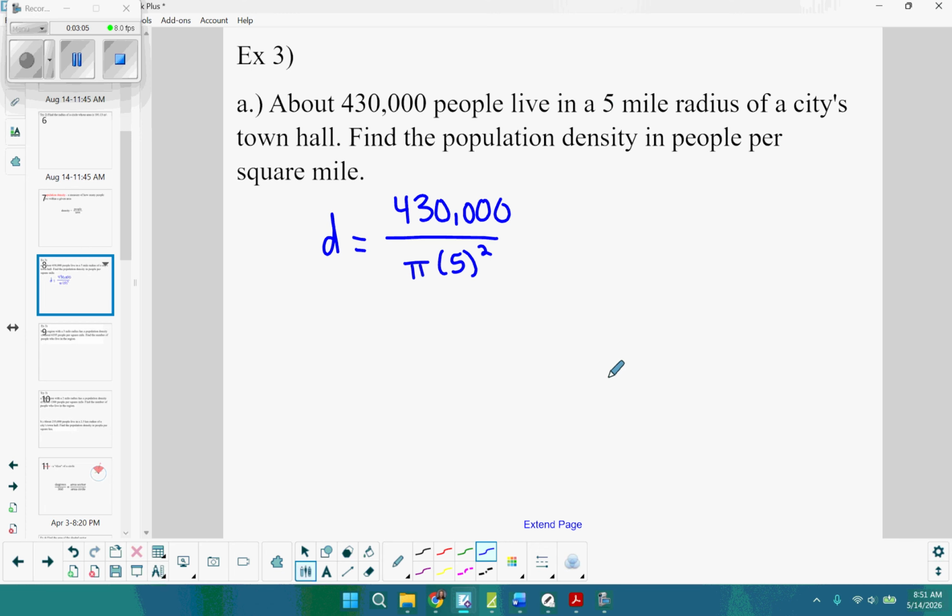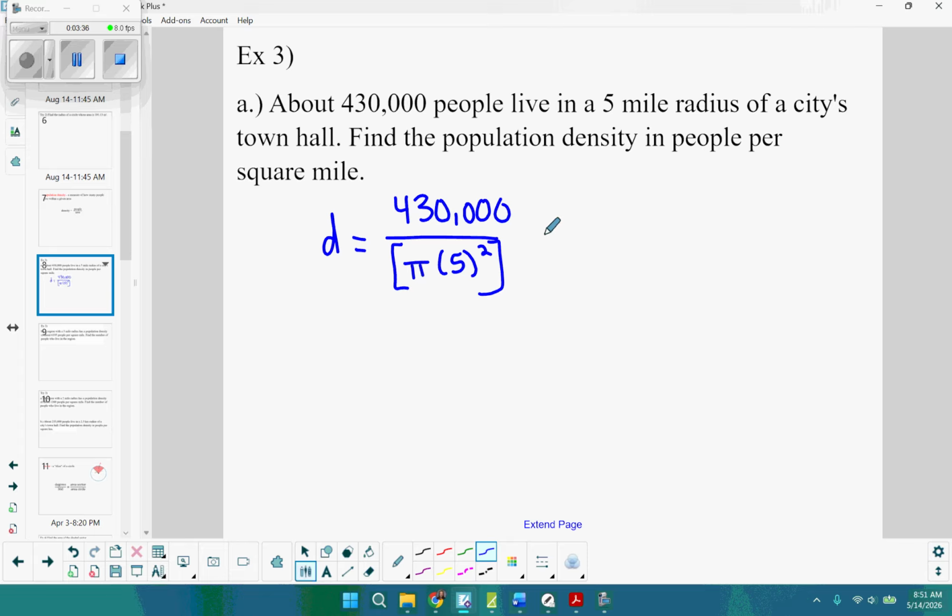We do have to be careful when we plug this into a calculator, because you have to be smarter than the device you're using. If you just typed in 430,000 divided by pi times 5 squared, it's not going to give you the right answer, because we need to divide by the entirety of pi times 5 squared. So we would need to put parentheses around that. Or you can find what pi times 5 squared is, get that as a decimal, and divide by that answer. That's probably the way I'm going to go about doing it.